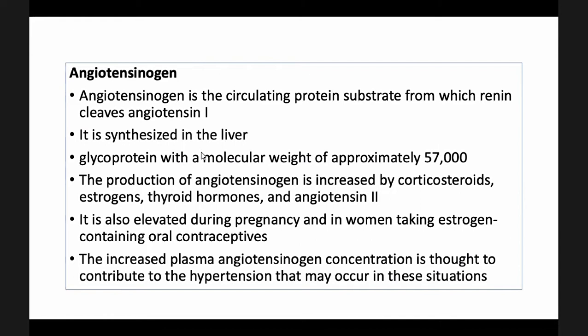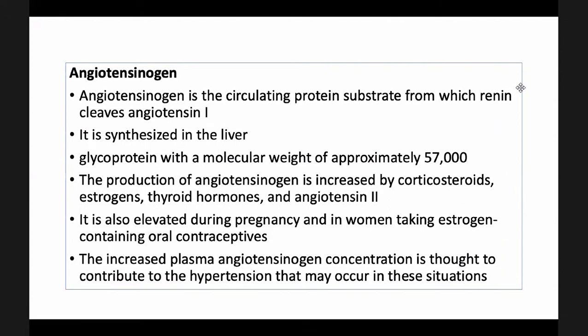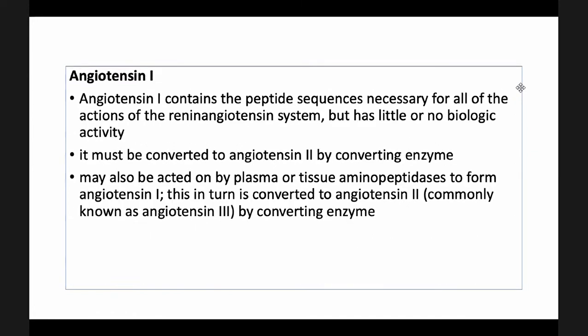It is also elevated during pregnancy and in women taking estrogen-containing oral contraceptives. So the increased plasma angiotensinogen concentration is thought to contribute to hypertension that may occur in these particular situations.